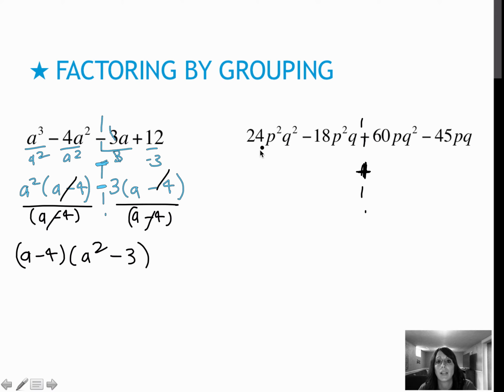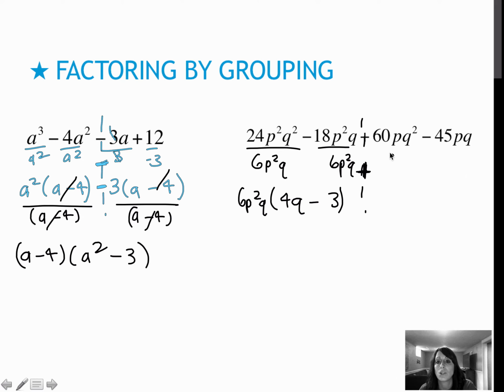Looking at 24 and 18, I'm going to choose to take out a 6. And I'm also going to take out 2 p's and a q. So remember, that goes out front, 6p squared q, and then whatever's left over when I divide. So this would give me a 4q, and this would give me minus 3. 4q minus 3.